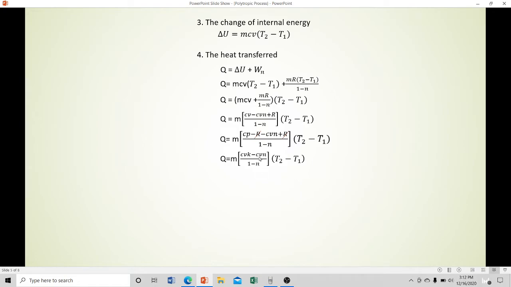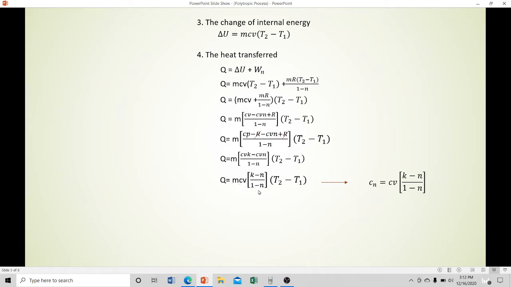Okay. So we know that Cv for this equation is a common factor. So what remains is mCv times k minus n over 1 minus n times T2 minus T1, where Cn is equivalent to Cv times k minus n over 1 minus n.